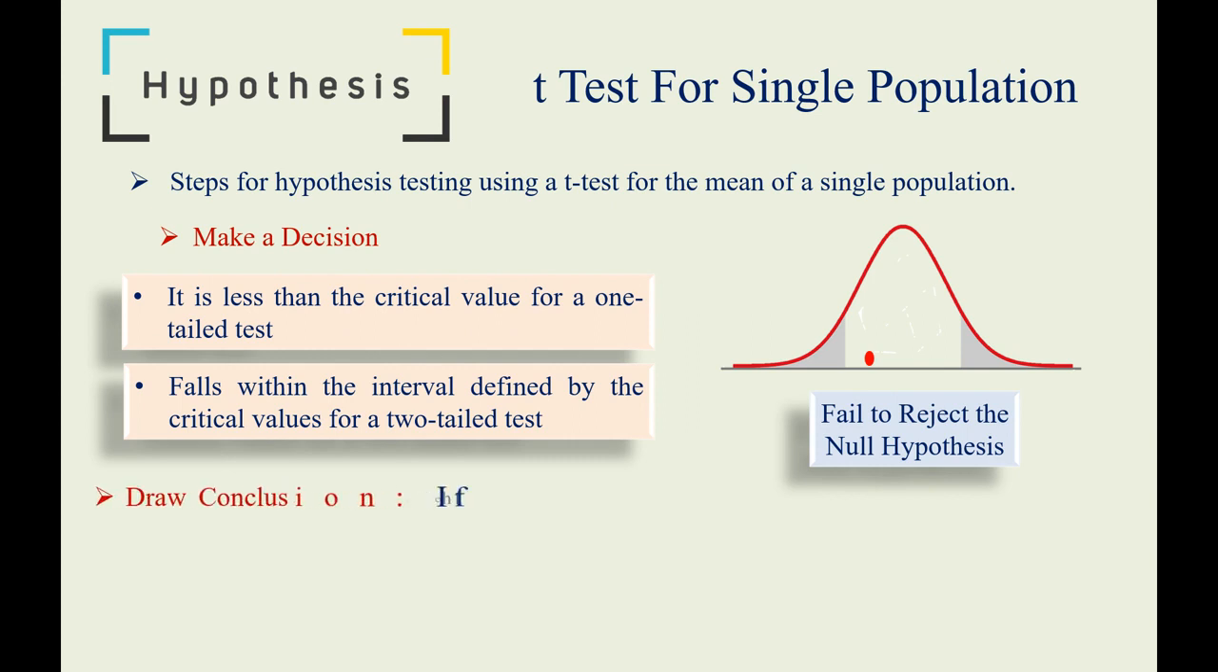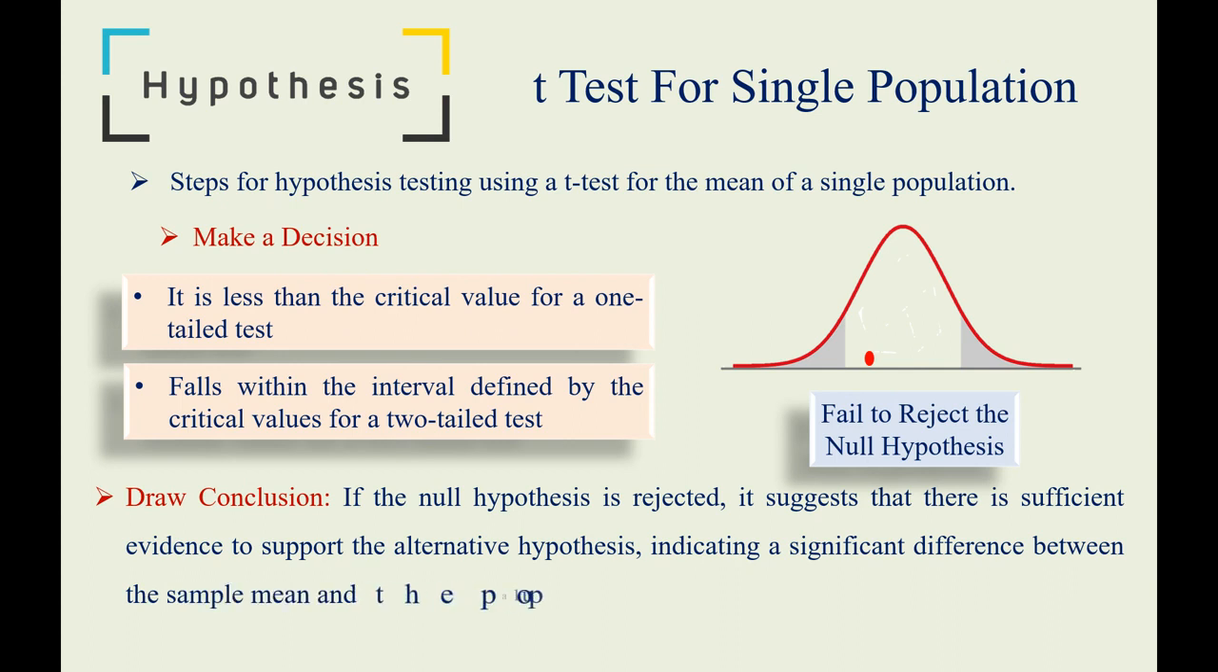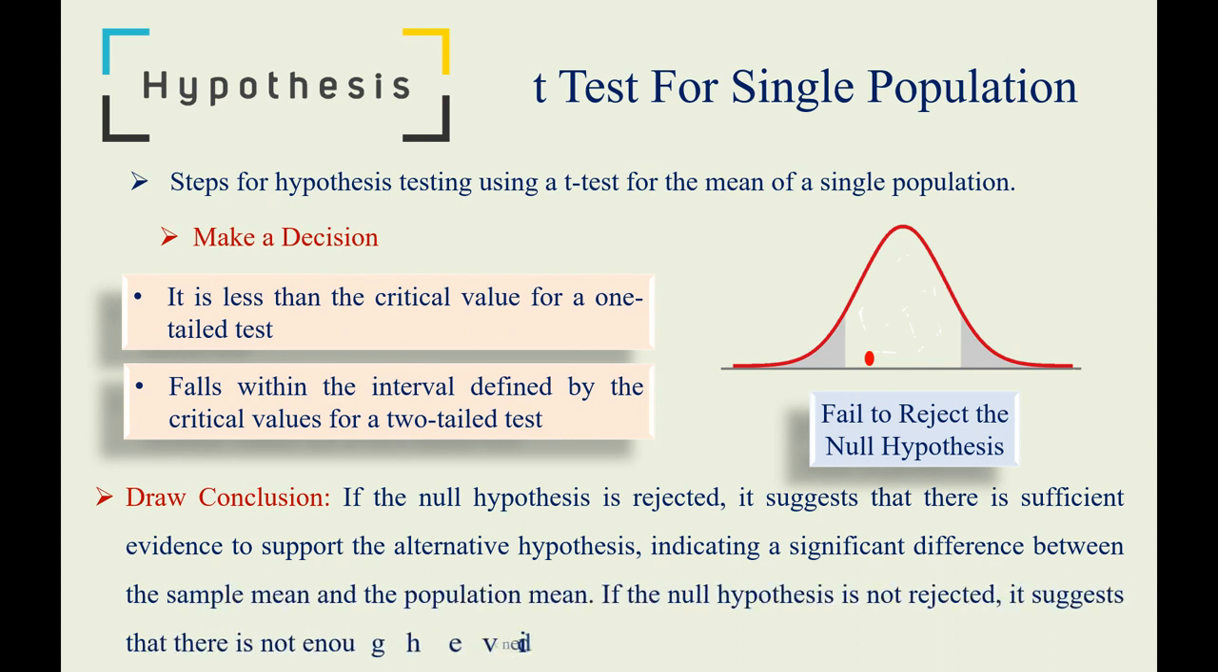Interpret the results in the context of the problem and make a conclusion. If the null hypothesis is rejected, it suggests that there is sufficient evidence to support the alternative hypothesis, indicating a significant difference between the sample mean and the population mean. If the null hypothesis is not rejected, it suggests that there is not enough evidence to support a significant difference.